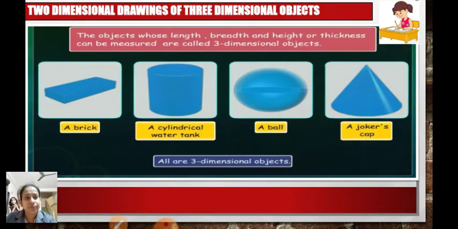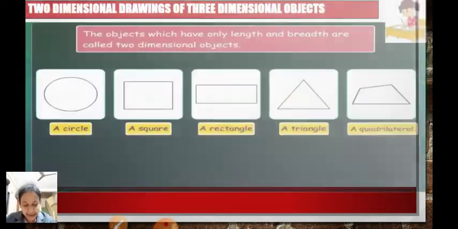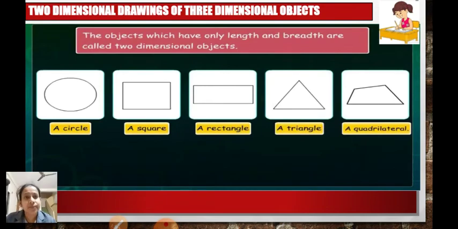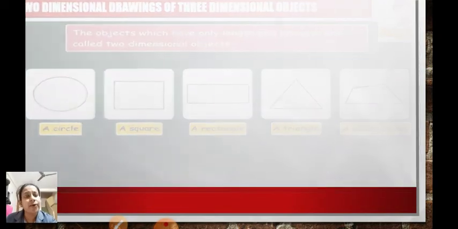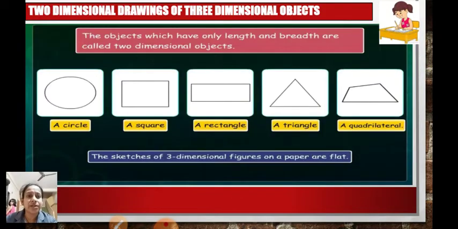the objects which have only length and breadth and no thickness are called two-dimensional objects. So what are two-dimensional objects? The objects which have only length and breadth are called two-dimensional objects. For example, certain pictures which are drawn on a piece of paper, like for example a circle, a square, a rectangle, a triangle and a quadrilateral are all called two-dimensional objects.